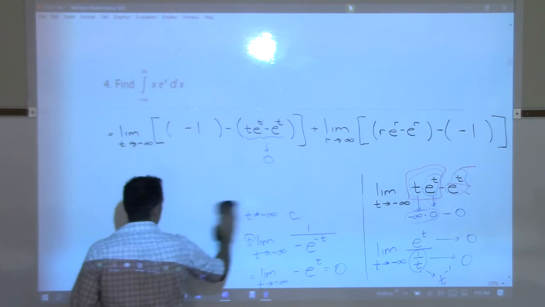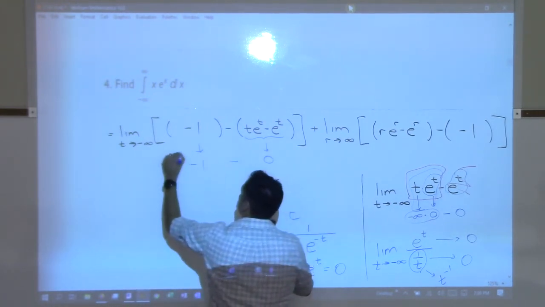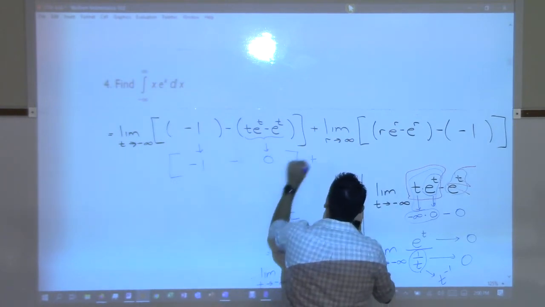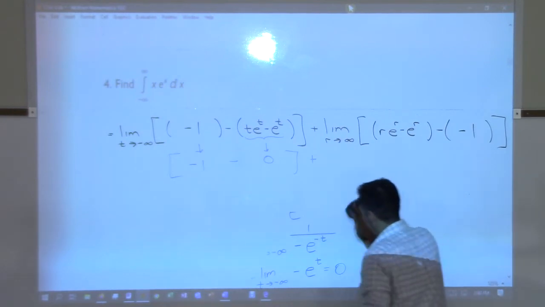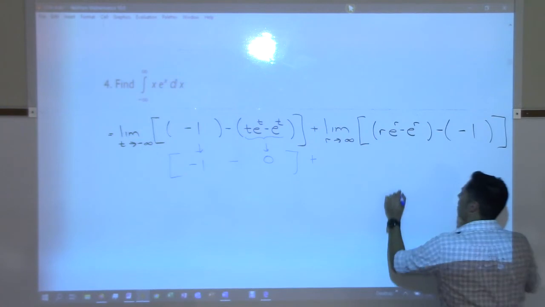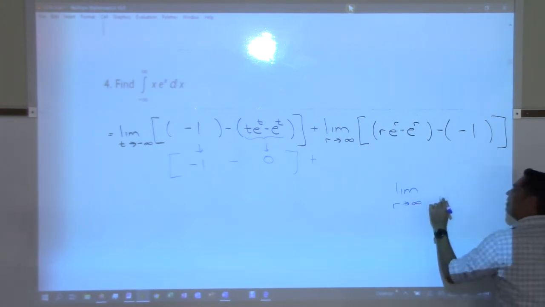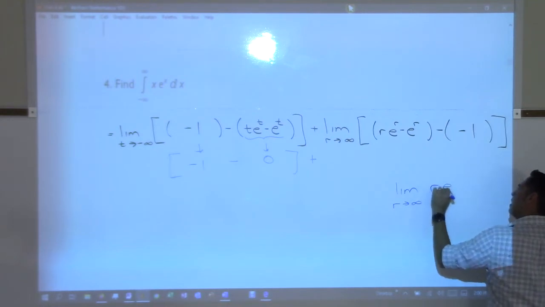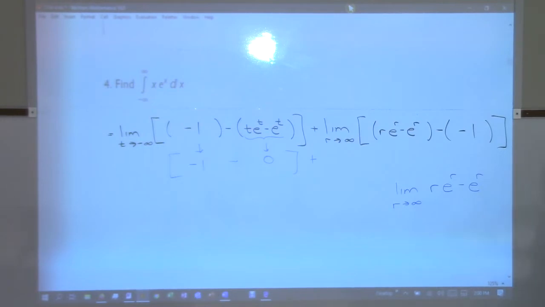We're not done, right? No. OK, so we had negative 1 here, minus 0. That was that. And then plus, now we need another limit, don't we? OK, let's see what this limit does. This limit might be a little different, so let's look at it. We have the limit as r goes to infinity of r e to the r minus e to the r. That's our issue here. Now we're going to positive infinity.